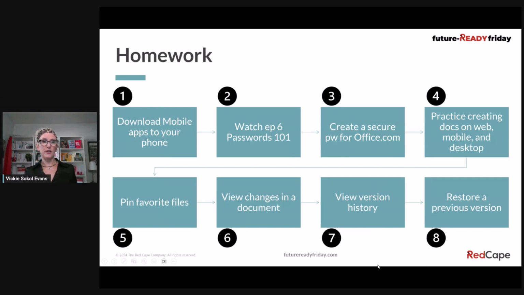So here's your homework. What I want you to do is download the mobile apps to your phone. There's a Microsoft 365 app, Word, Excel, PowerPoint. I definitely want to make sure that when you log into office.com that you are using a secure password. So make sure it's at least 13 characters. You're using uppercase, lowercase, symbols, and numbers. And make sure that password is not being used for anything else. Create a secure password for office.com. Make sure you log out of office.com if you're using a shared computer.